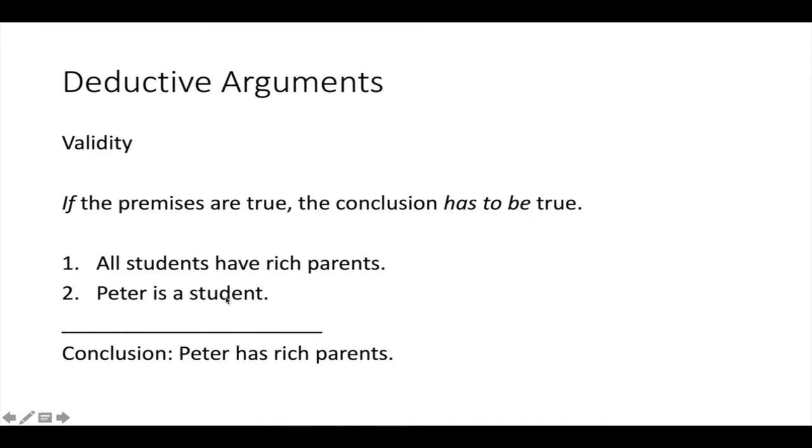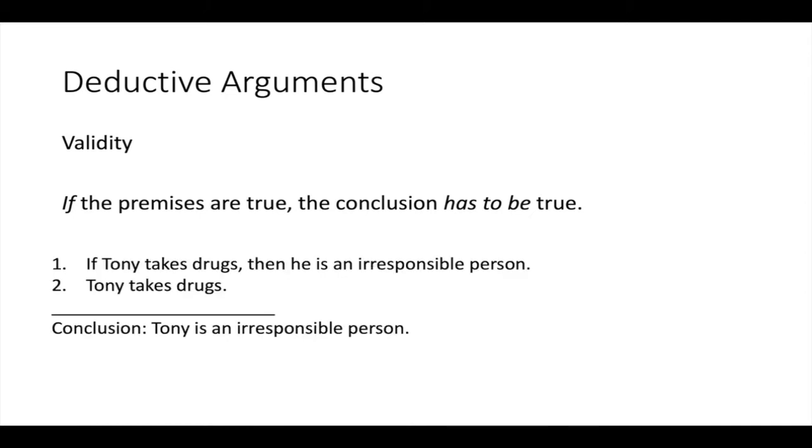Even though the premises are not true, and Peter is probably some fictional character that the author just made up for this argument, if these premises were true, the conclusion would have to follow. The same with this argument. Okay, if Tony takes drugs, then he's an irresponsible person. 2, Tony takes drugs, therefore the conclusion, Tony is an irresponsible person. So again, these premises are not true, and they don't have to be true, and the argument is still valid.